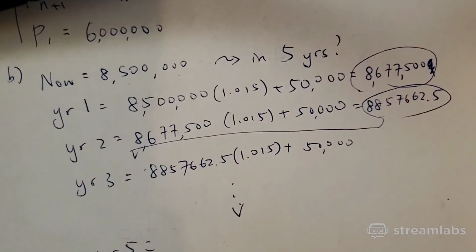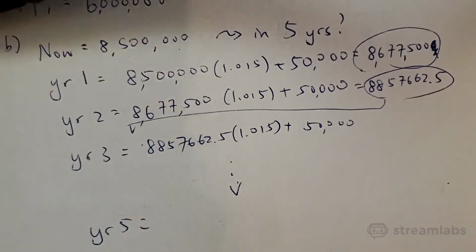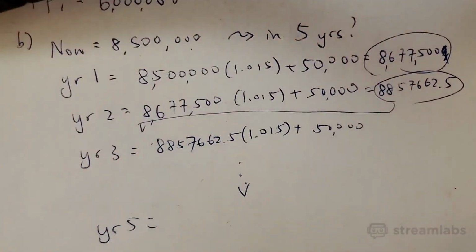Okay? This is the power of recursion. Even if you can't figure out a general explicit formula, you can keep going to get the next one. Okay? Anything else before I let you go?